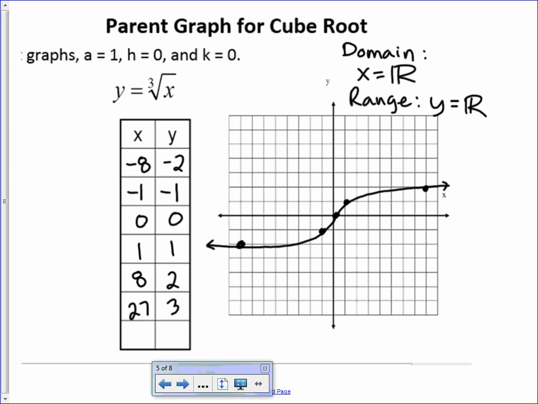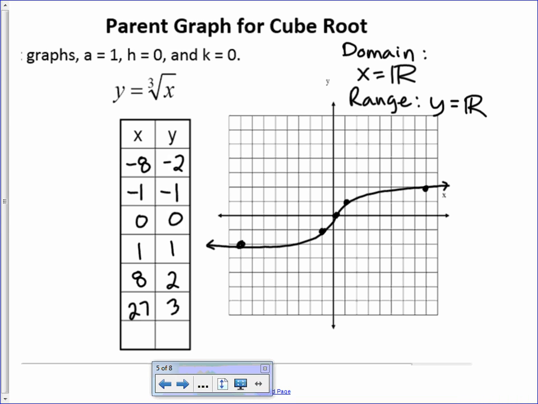I loved cube root graphs, domain and range, because it's the easiest. All real numbers, all the time. Never have to worry about it. Square root, you have to worry about domain and you have to worry about range every single time. Okay. Are we okay with this?